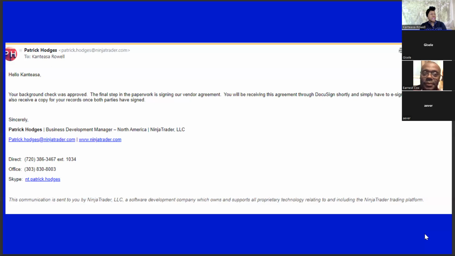What you are seeing now is the background check that was completed by NinjaTrader. It says your background check was approved. The final step in the paperwork is signing our vendor agreement. You will be receiving this through DocuSign. So on March 8th, you can see the date. You can also see the individual's name and contact information for business development, Patrick Hodges.